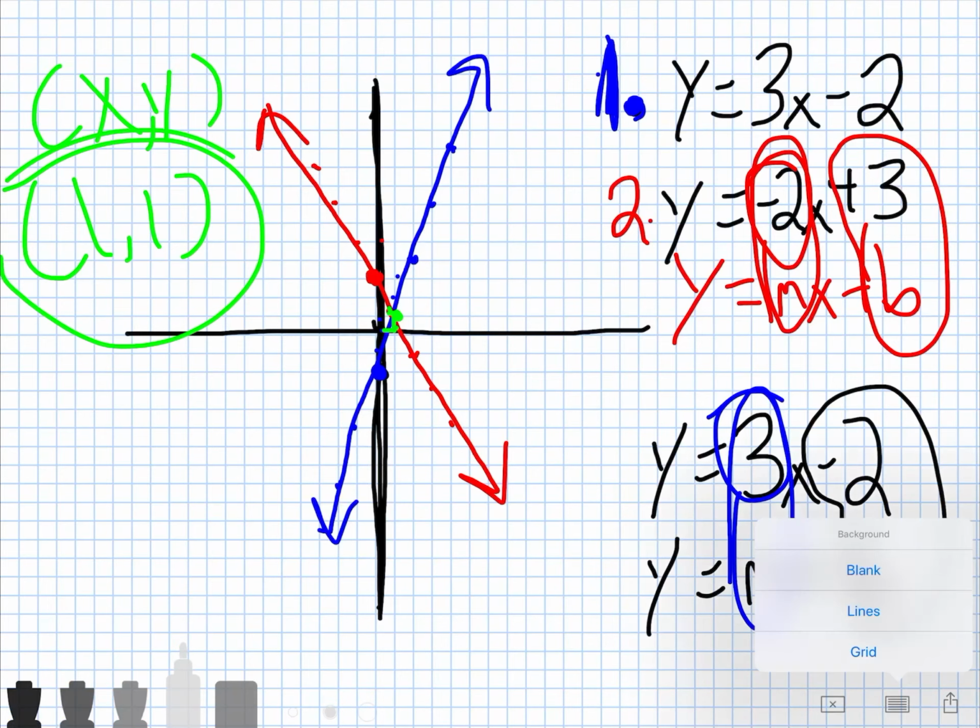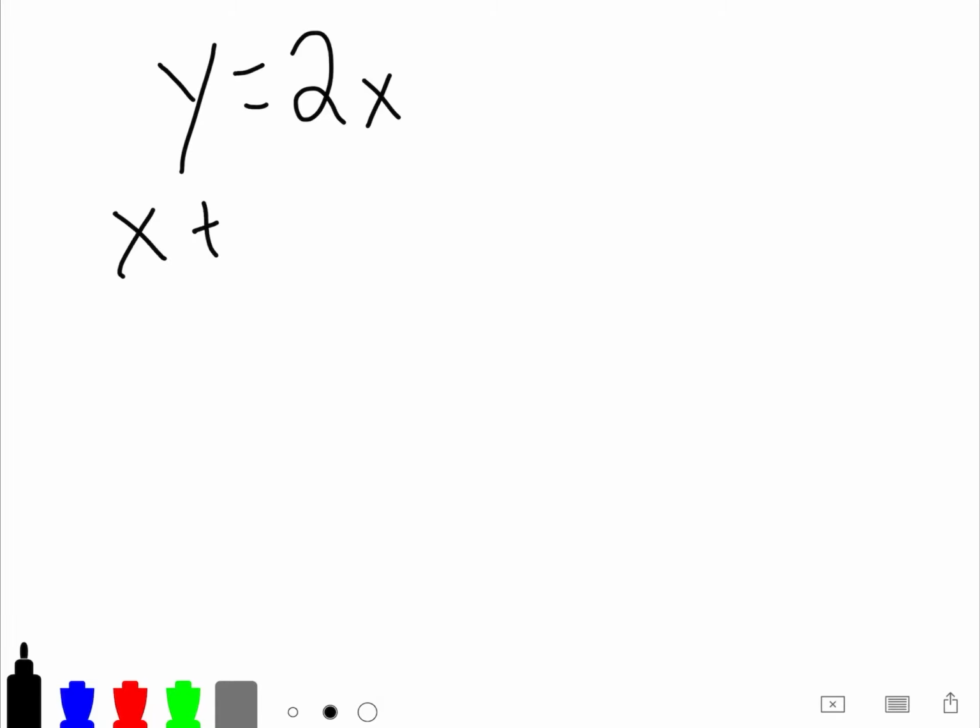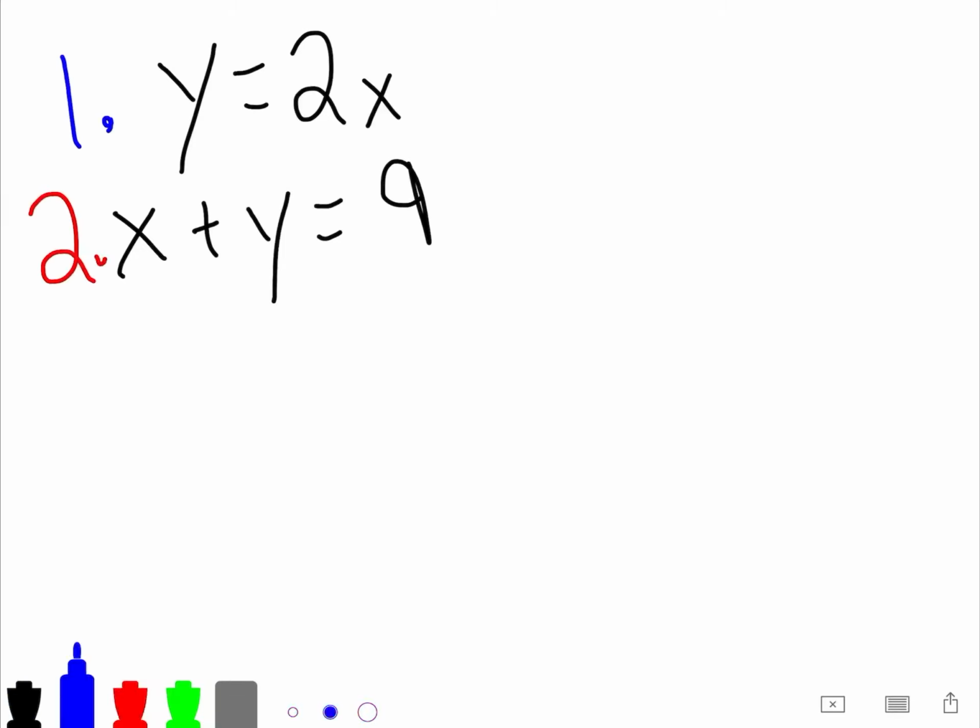Now we will go to substitution. We'll go to y equals 2x, and then maybe x plus y equals 9. Remember, we have two equations. The first one up here, the second one right here. The first equation, y is equal to 2x.